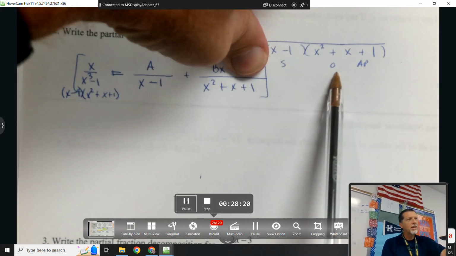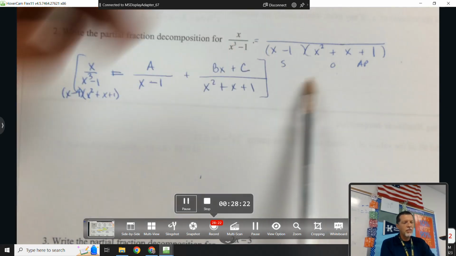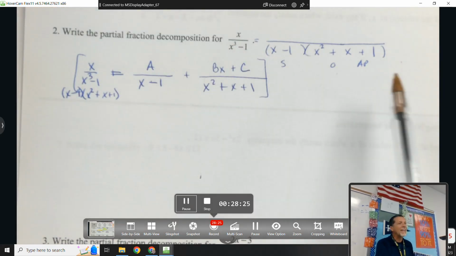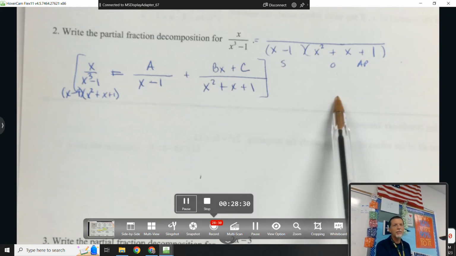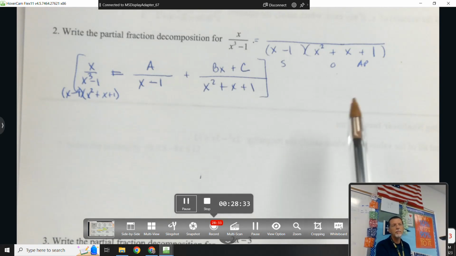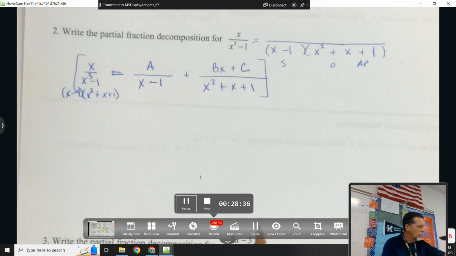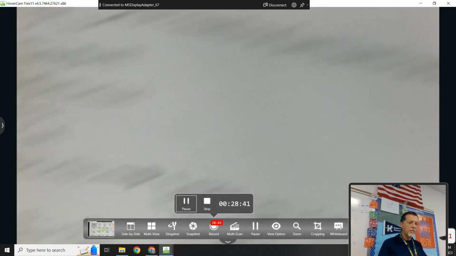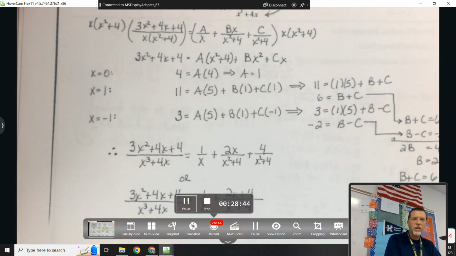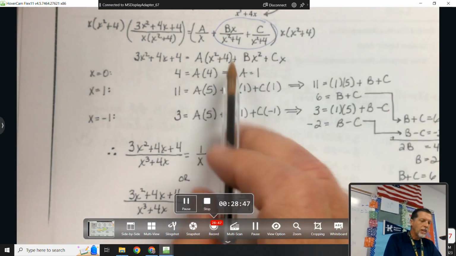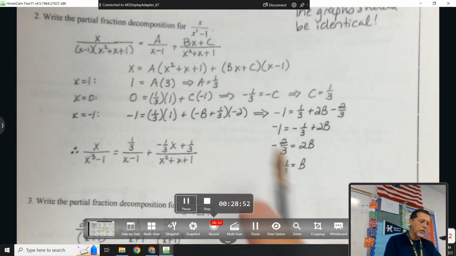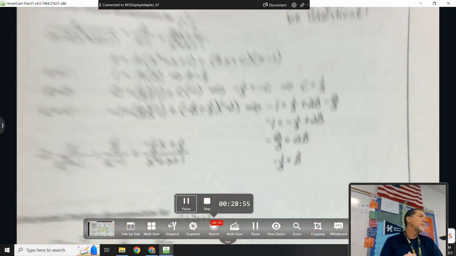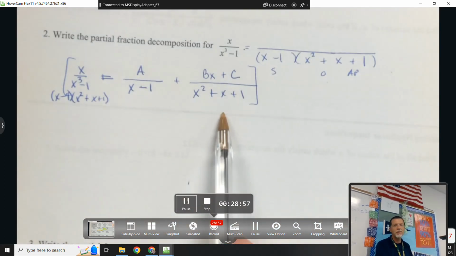Mm-hmm. You could. It's just more writing. It's not really more work, not more thinking. It's more writing, but it would not be wrong. In fact, looking at these borrowed notes from a previous year, they set up that last one like that, but then this person on this one set it up like that. So it doesn't matter, because they have a common denominator.